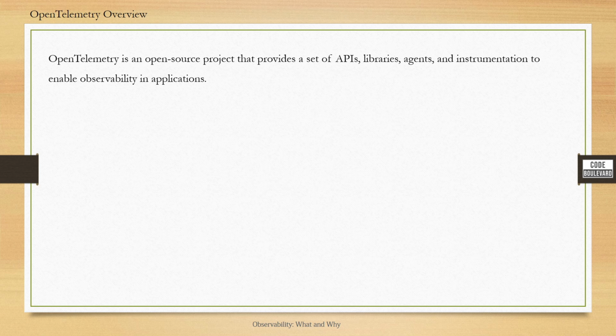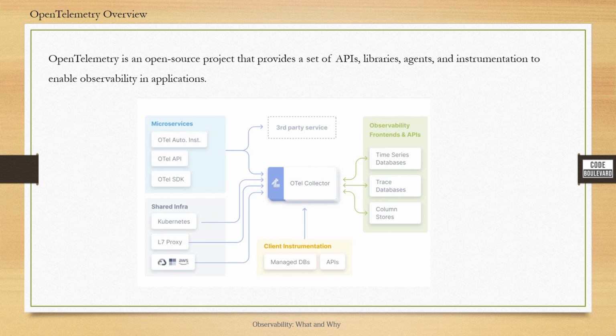The other framework is OpenTelemetry. OpenTelemetry is an open source project that provides a set of APIs, libraries, agents, and instrumentation to enable observability in applications. It also supports multiple programming languages, so it doesn't matter if you are coding in Java, C#, or any other language. There are so many SDKs and libraries that you can use with OpenTelemetry to scrape and expose your metrics to the outside. Here we can see a diagram of how OpenTelemetry works behind the scenes.